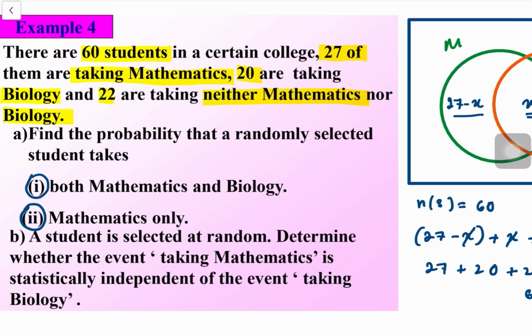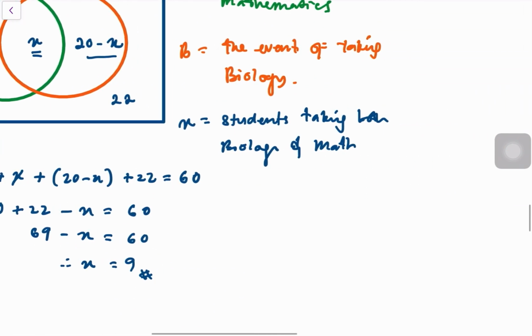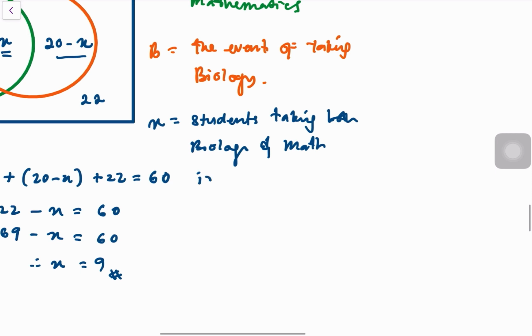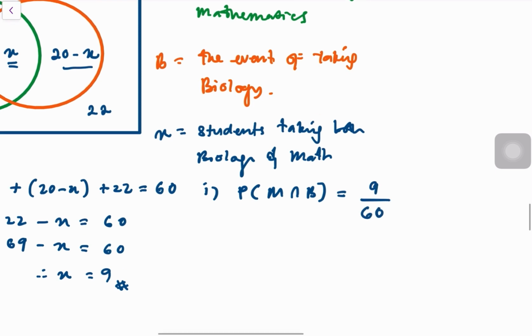Find the probability that a randomly selected student takes both mathematics and biology. So we are looking for the value of the intersection. For the first Roman, we are looking for the probability of M intersection B, which is the value of x, equal to 9 divided by 60, the total sample space. After simplifying, we get 3/20.